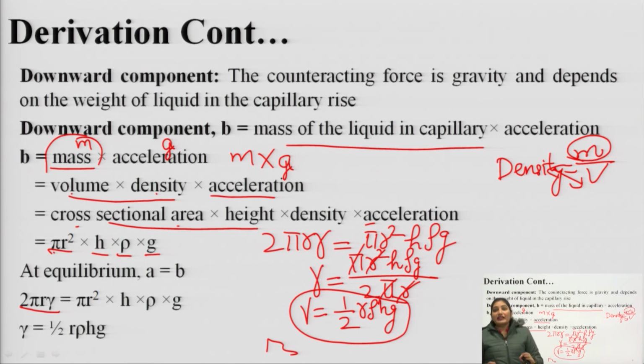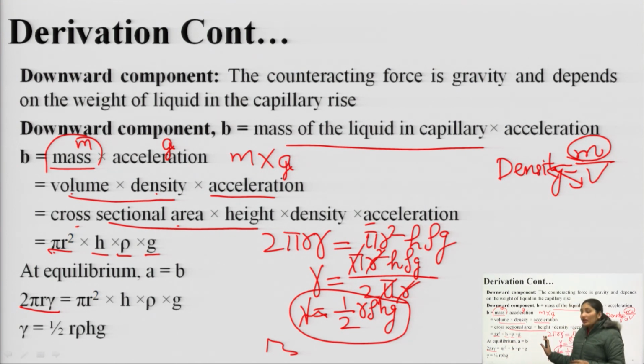What is equilibrium? When the upward component is equal to the downward component, equilibrium occurs, which means component A is equal to component B. So, when component A is equal to component B, 2 pi r gamma is equal to pi r square into h into rho into g. So, gamma is equal to half r rho h g. When we have the values of r and h, we can easily calculate the surface tension with the help of this capillary rise method.